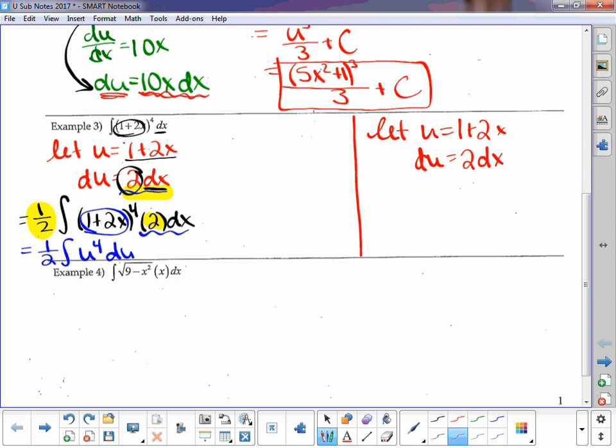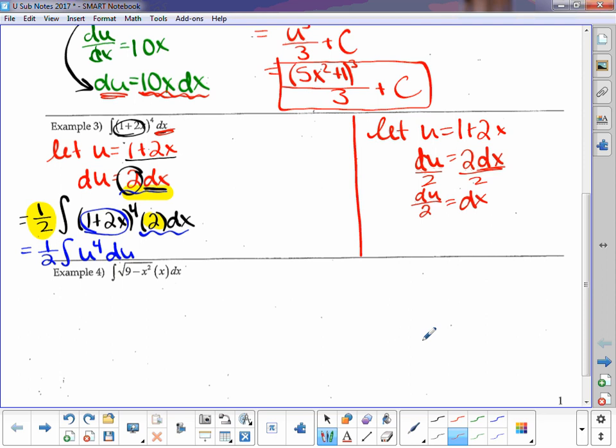see I only have a dx, but here I have 2 dx. So since I only have dx, I'm going to divide by 2. So I have du over 2 equals dx. Does that make sense what I've done? Or just simply divide by 2. Or you could think of it as 1/2 du.